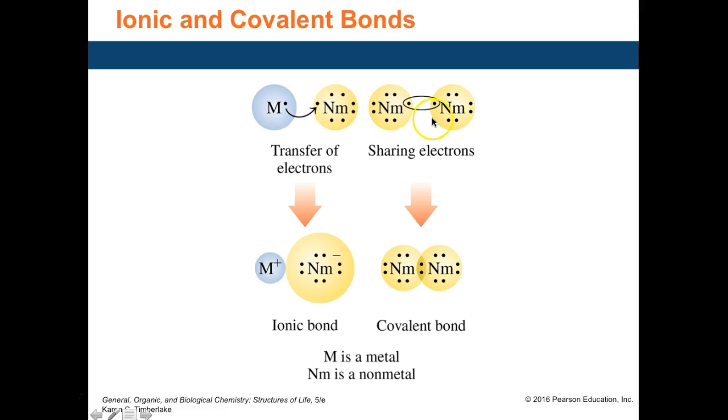On the other hand, when you have two non-metals, you can see that this non-metal is one electron short of an octet, and so is this one. So what if they shared their single electrons? In this way, both of them are able to equally share two electrons between them, and so both are able to get octets. That's a covalent bond.